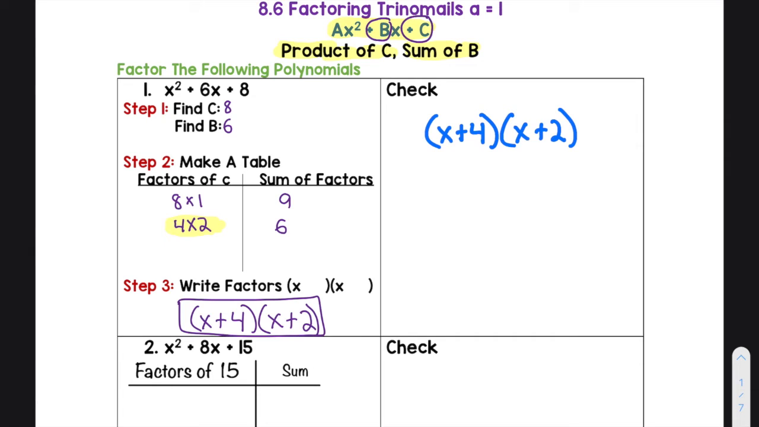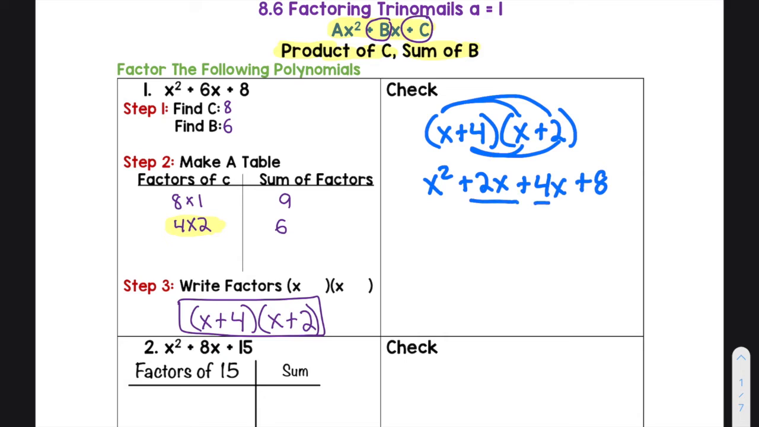How do we multiply binomials? We're going to FOIL, or double distribute. I'm first going to distribute the x times the second binomial. X times x is x squared. X times 2 is 2x. And then we'll distribute the 4, in which we'll get the terms 4x plus 8. Combining the like terms in the middle, our resulting product will be x squared plus 6x plus 8, which is exactly what we started out with. Therefore, our answer is correct. X plus 4 times x plus 2 is our trinomial x squared plus 6x plus 8.